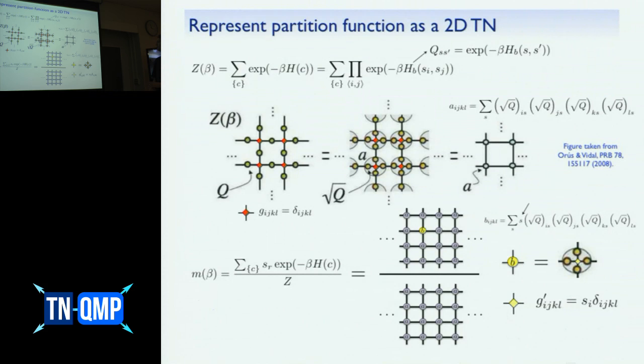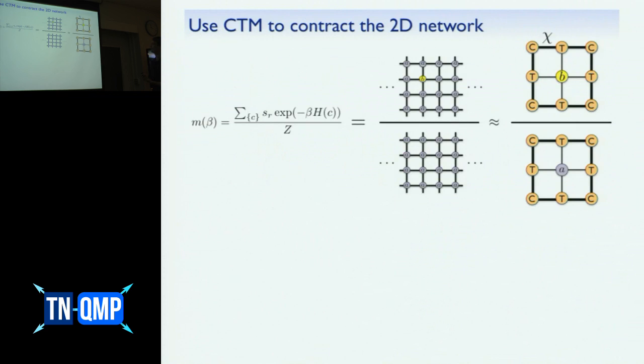Then with the CTM, what you can do is compute the environment surrounding this B tensor, and you see we can use the same environment also down here for the A tensor. So we just compute this environment here, and we obtain the expectation value of the magnetization by this ratio here.